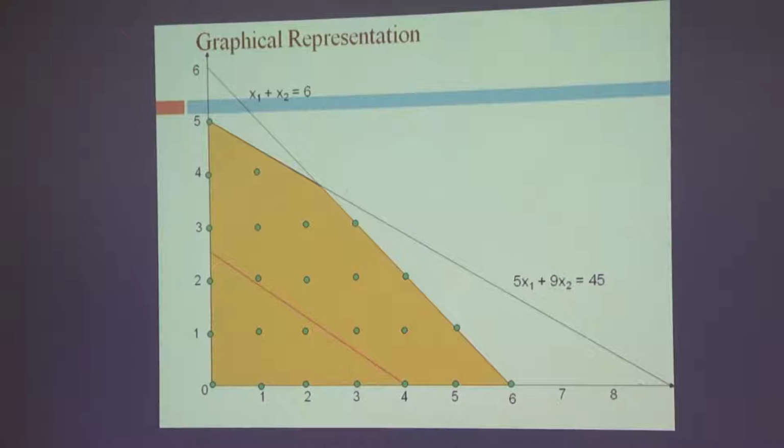So 5x1 plus 8x2, taking the value 20. Okay, z is equal to 20. So 5x1 plus 8x2 is equal to 20. See where it cuts the x1 axis. So x2 is equal to 0, so 5x1 is equal to 20, x1 is equal to 4. Okay, so this is the line 5x1 plus 8x2.